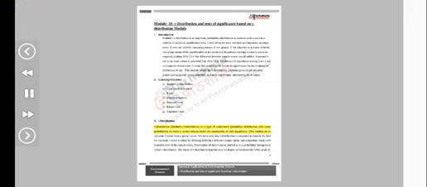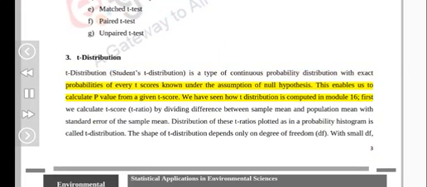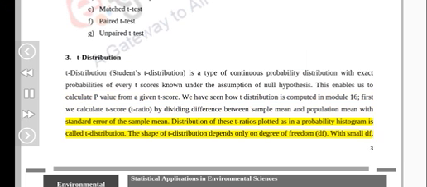3. T-distribution. Student's T-distribution is a type of continuous probability distribution with exact probabilities of every t-score known under the assumption of the null hypothesis. This enables us to calculate the p-value from a given t-score. We have seen how t-distribution is computed in Module 16. First, we calculate the t-score, or t-ratio, by dividing the difference between sample mean and population mean by the standard error of the sample mean. The distribution of these t-ratios plotted as a probability histogram is called t-distribution.